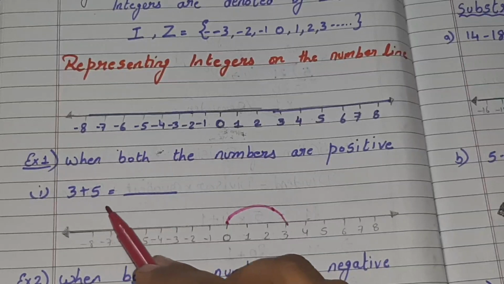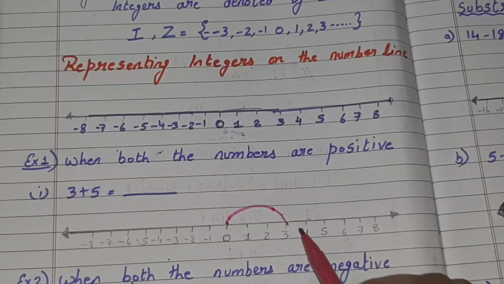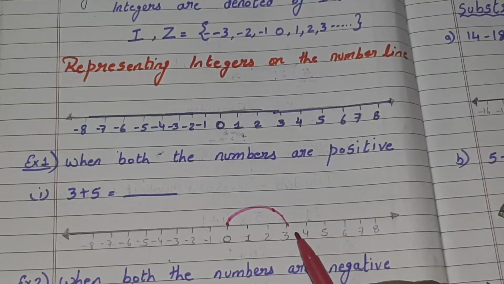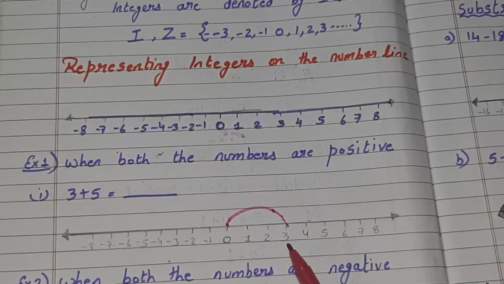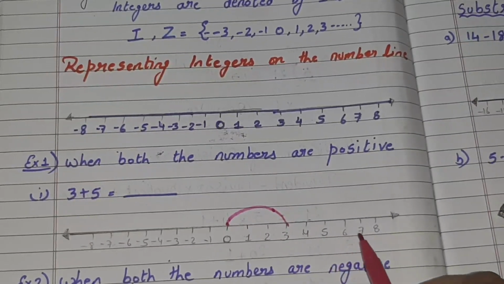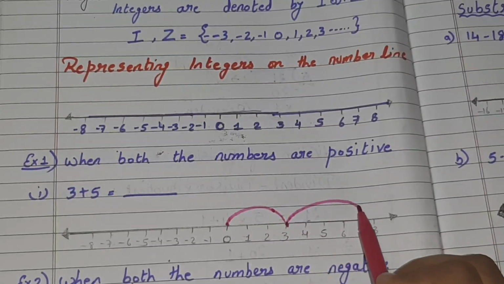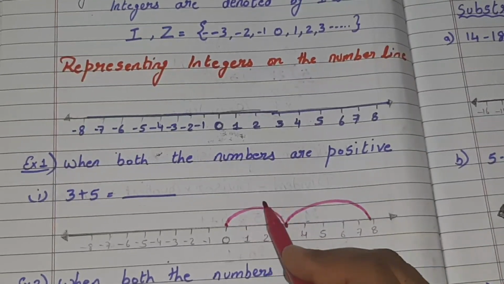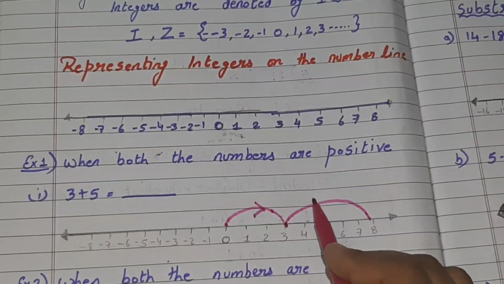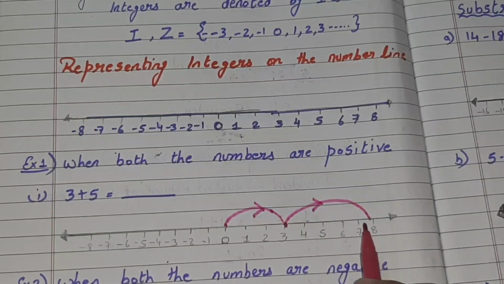Then it says plus 5, so I have to count 5: 1, 2, 3, 4 and 5. So I will move again to 8. We have to put an arrow sign to show in which direction it is going.